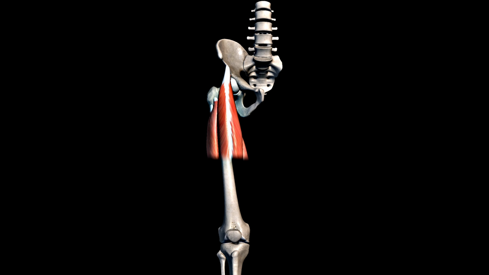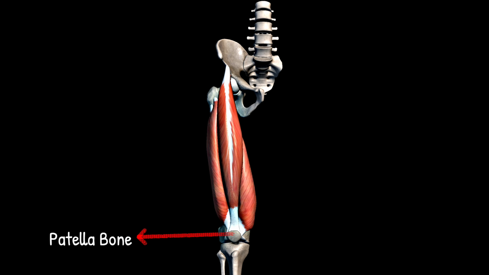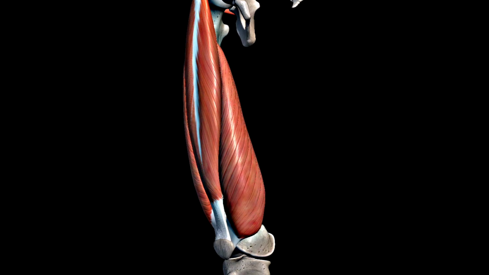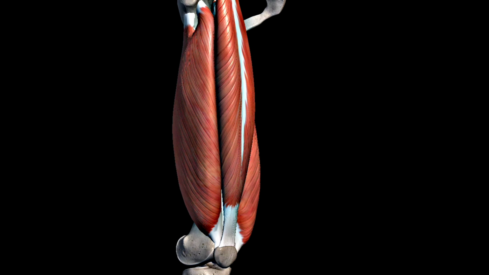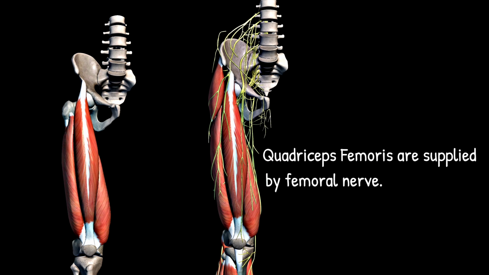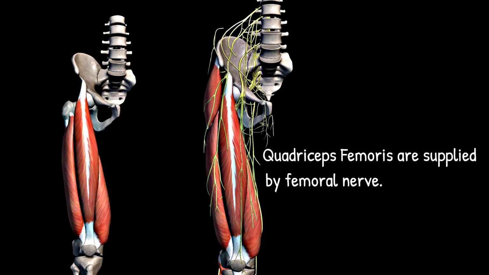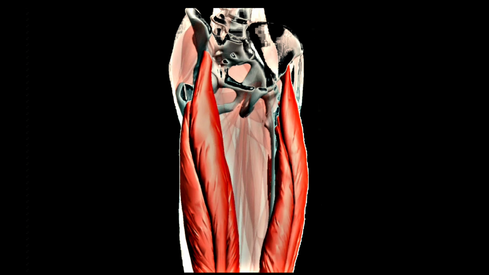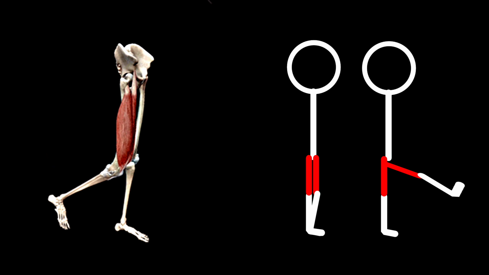All these muscles conjoin to form a single tendon and insert at the base of the patella. They also have independent attachments to the base of the patella. All 4 quadriceps femoris muscles are supplied by the femoral nerve. All these 4 muscles collectively act to extend the leg at the knee joint.